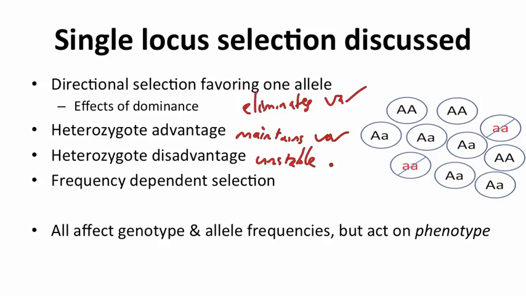And negative frequency-dependent selection will maintain variation as well. All of these are affecting genotype and allele frequencies, but they're acting through the phenotype. Now, in this discussion, we're looking at everything in the context of the effect of alleles at one gene. Obviously, that's not what Darwin did. And it's obviously not what people do when they're applying artificial selection, right? They're looking at the traits as a whole. They're looking at the phenotype, the variance.